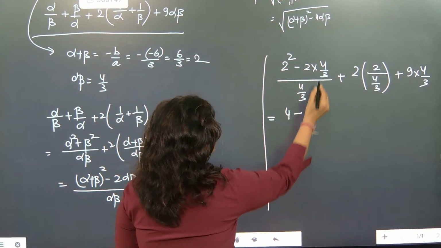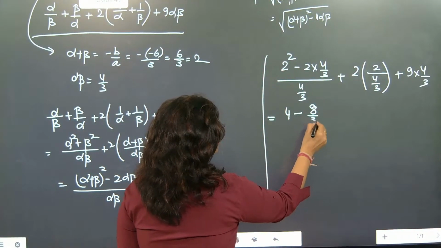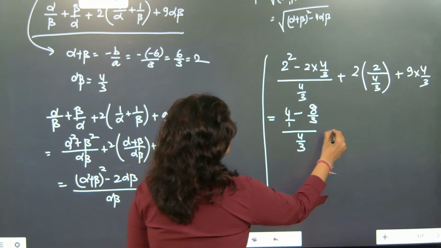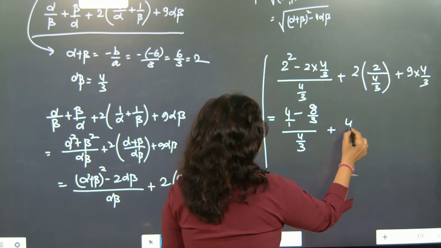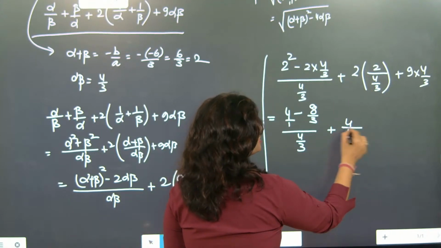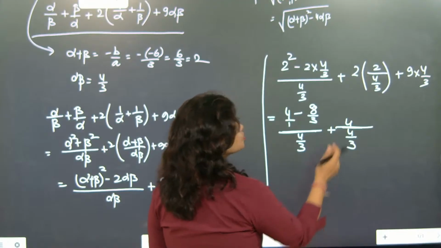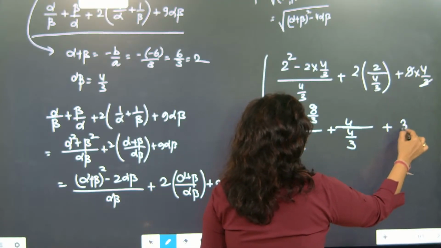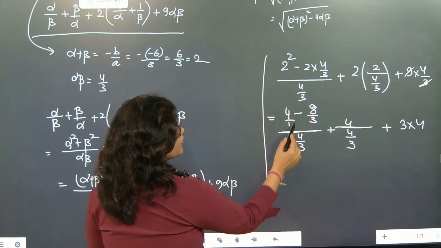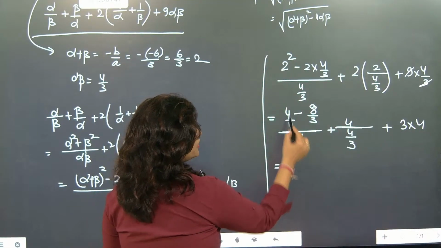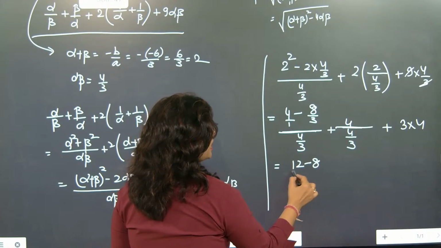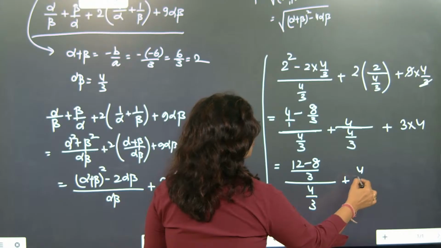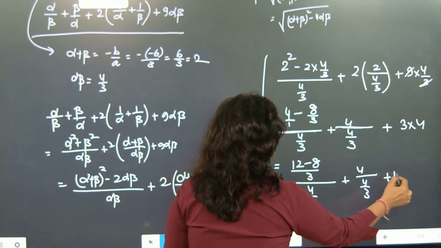First, 4 minus 2 4s are 8 by 3. Nothing written here means 1 by 4 by 3. And then here 2 2s are 4, and the denominator is 4 by 3. Put the line bigger so that you can understand this is a fraction. Plus this, and this and this will get cancelled, means 3 into 4. Understood? Now first take cross multiplication and solve. 3 4s are 12 minus 8 by 3. Now the denominator is 4 by 3 plus 4 and 4 by 3 plus 12.